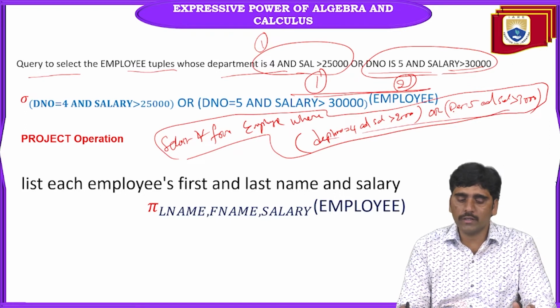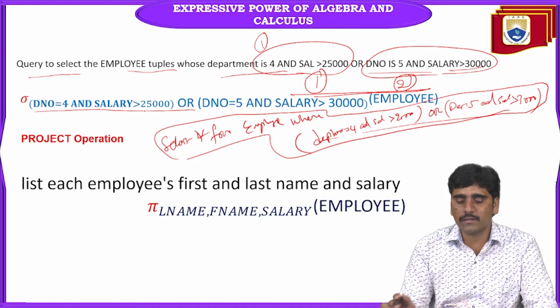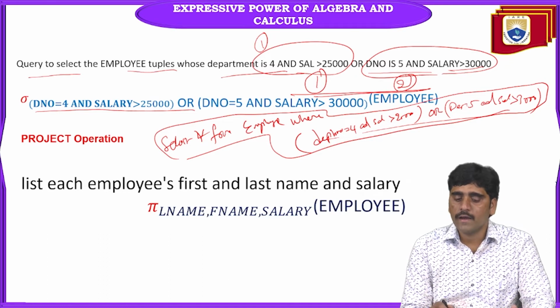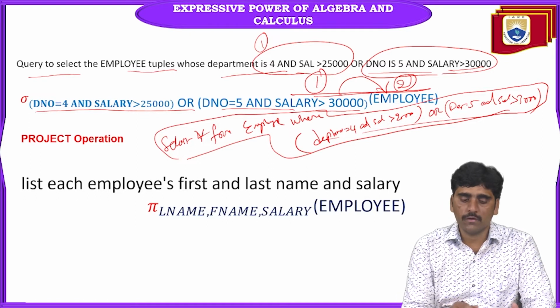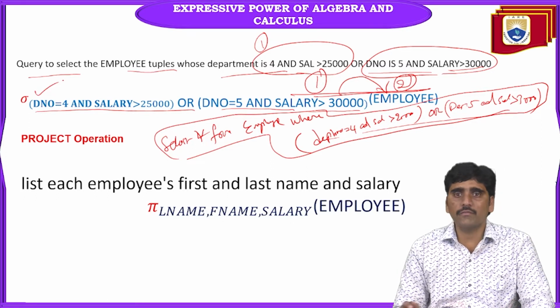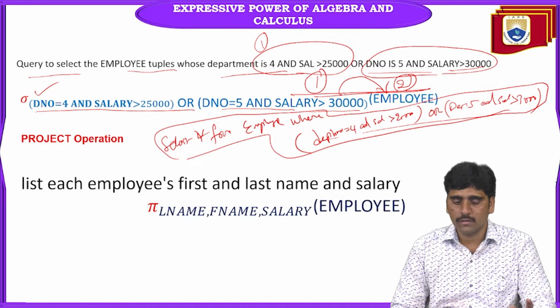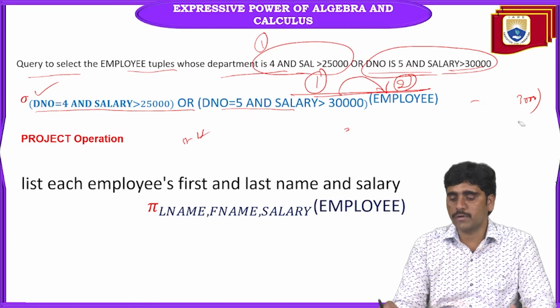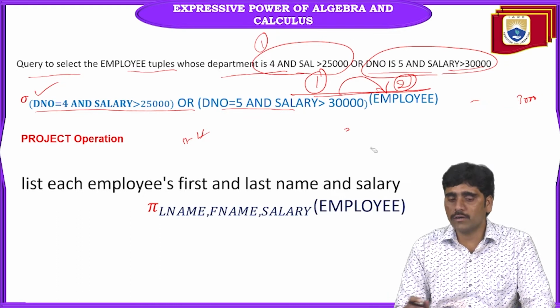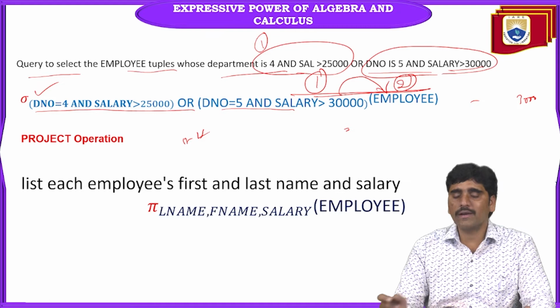So this query you can rewrite as a selection condition: department number equals to 4 and salary greater than 25,000, or department number equals to 5 and salary greater than 30,000, from the employee table, selecting all the tuples. So this is the way you can understand the query, and you can write the unsafe query answer. So this is about the selection operation on relational algebra. We are doing all these things only to express the power of algebra and calculus.